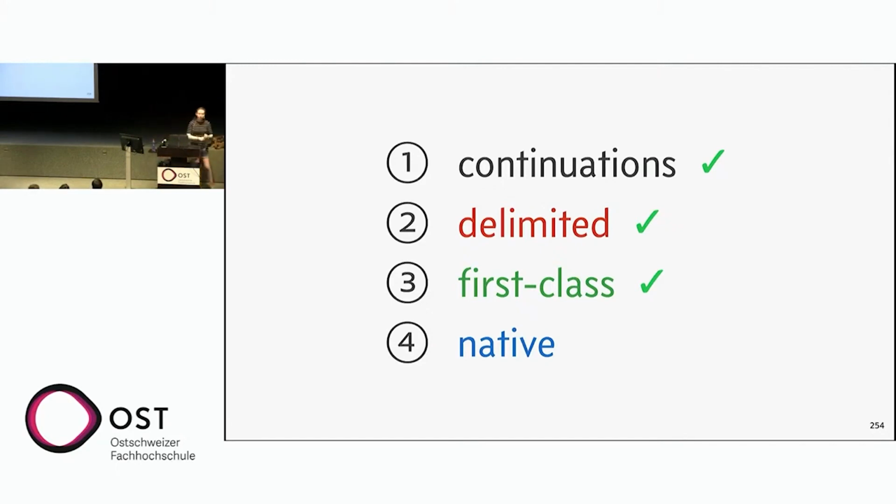But this raises the question of why would you want to do this with delimited continuations, given that we already have monad transformers to do it? And the answer is essentially just performance, but that raises the question of how do we actually implement these things? And that brings us to this last point, which are native first-class continuations.